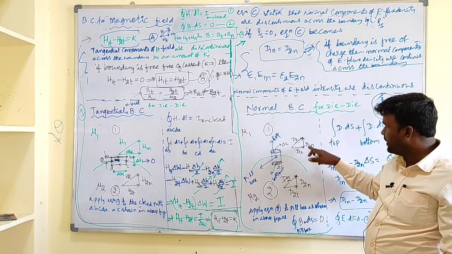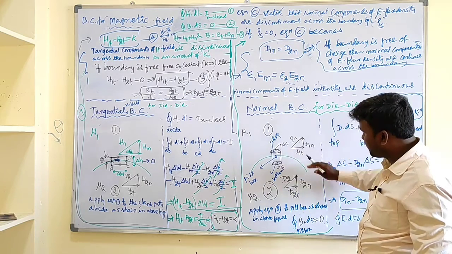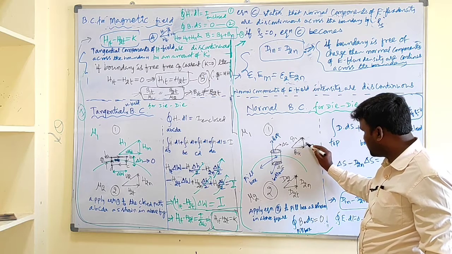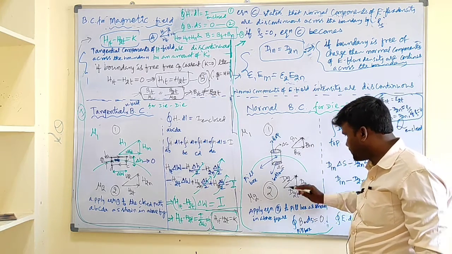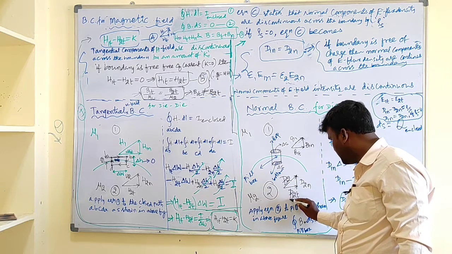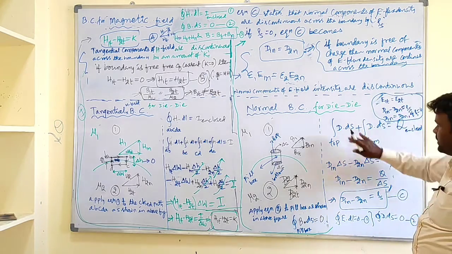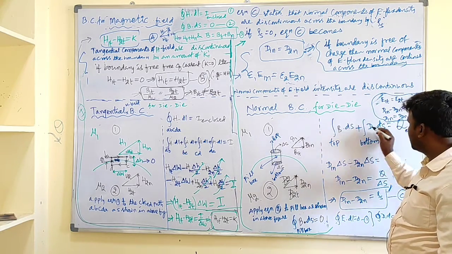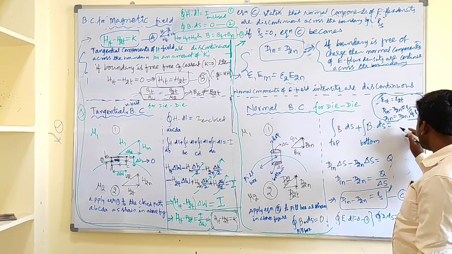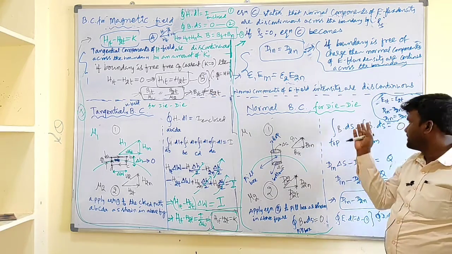For the top we have the field component. Here electric flux density should be replaced with magnetic flux density. D1 becomes B1, and it is B1t, and this one is B1n. And here also this should be replaced with B2, and here it is B2t, and this one is B2n. Now here D dot dS should be replaced with B dot dS, and it is equal to 0. So integral B dot dS equal to 0.